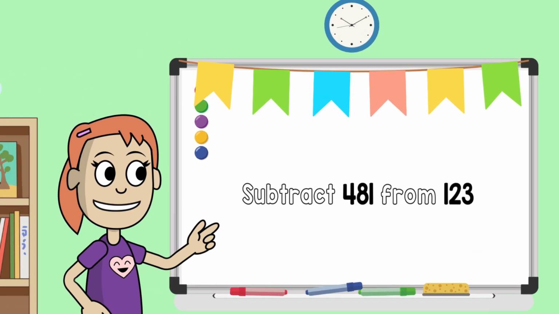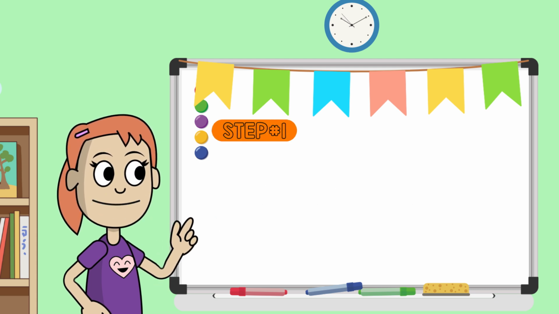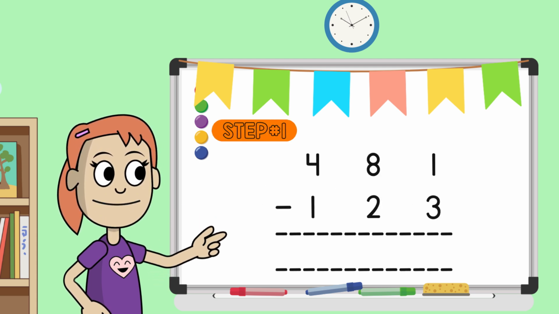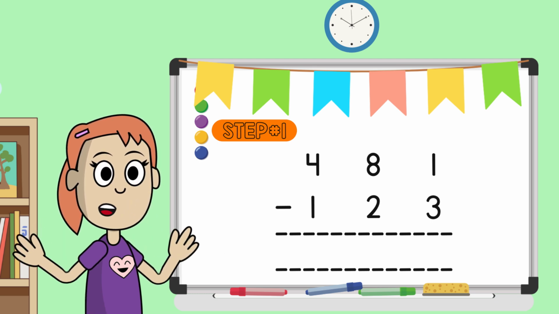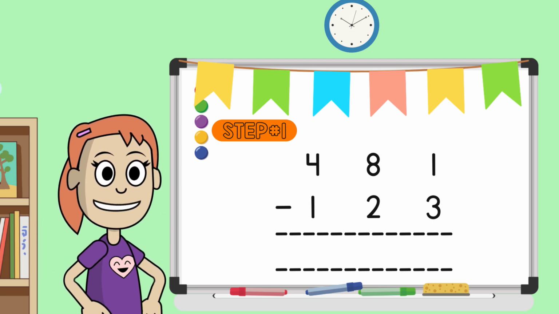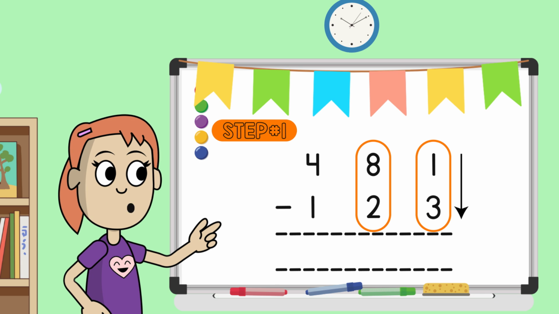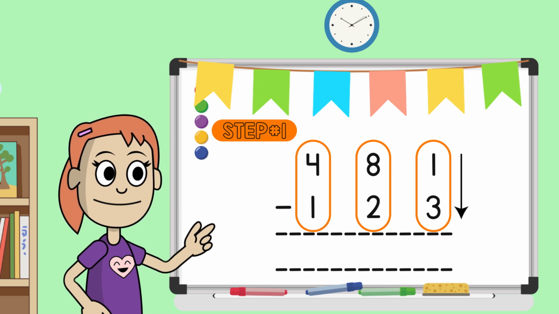Now let's try another one together. This time, we're going to subtract 123 from 481. Step 1. Write the numbers. First, can you write down the numbers 481 and 123, lining up the ones, tens, and hundreds places just like we did before?